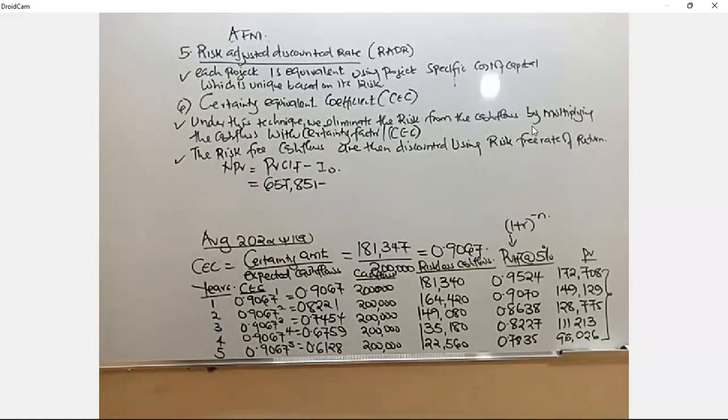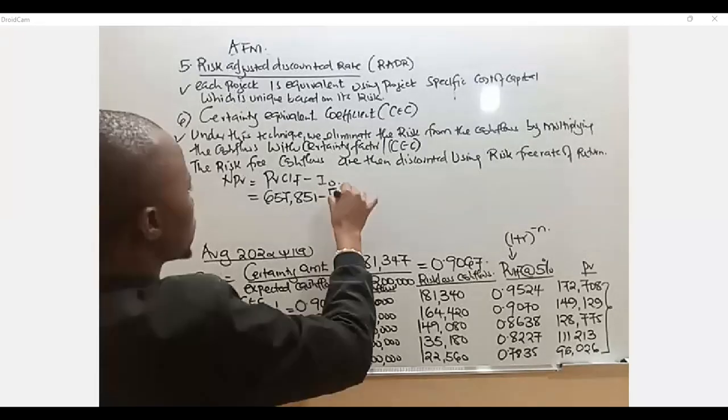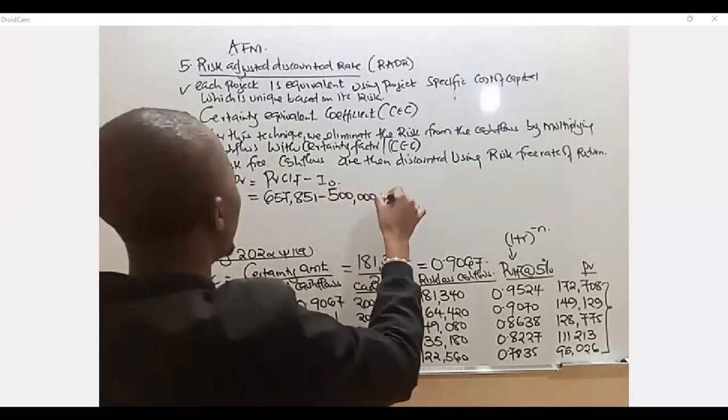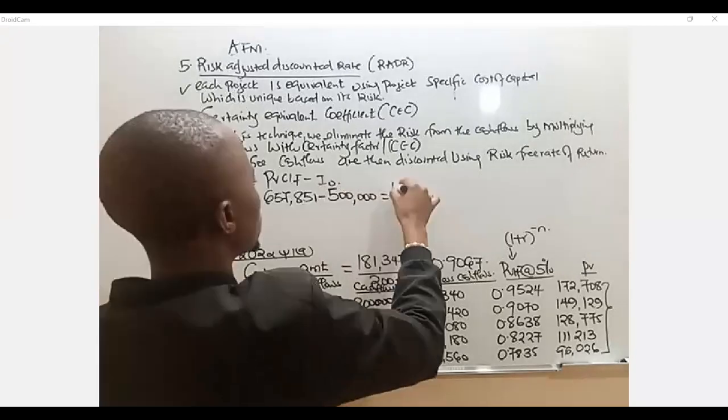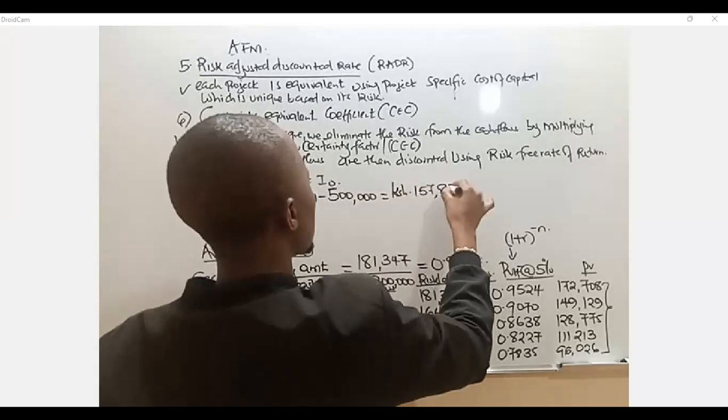What is the initial cost of the project? Okay, correct. Thank you, Sarah. The initial cost of the project should be how much? I can see we are being told it is 500,000. The initial outlay of ours is 500,000. So how much is our NPV? It should be Kenya shillings 157,851.